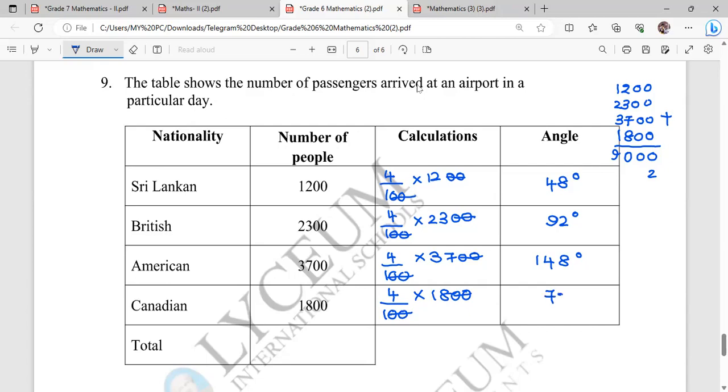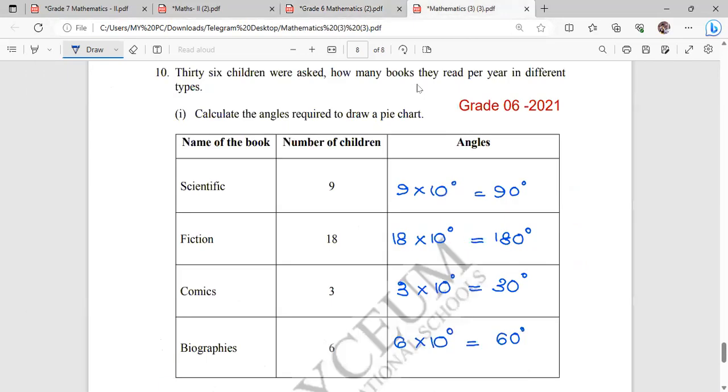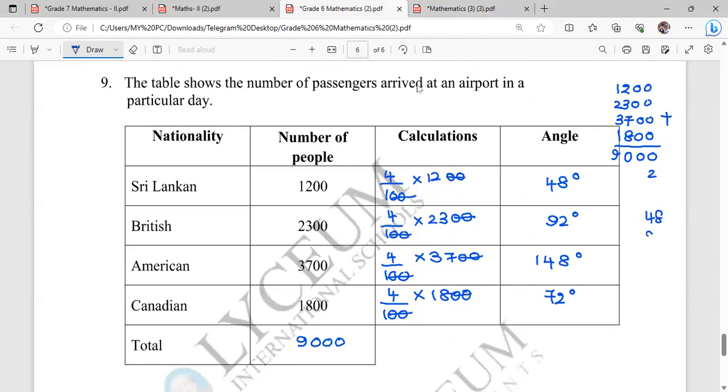It is 72. Children, in the earlier example, earlier question, I forgot to tell you something. Here it is 9,000, right? I wanted to show you that if your calculation is correct, and you add them back, 90, 180, 30 and 60, then the total should be 360, children. If you get that total, then you have relief that, okay, I have done my calculation correct. The same way here I have 48, then 92, 148 and 72. So then when I add them together, it gives me 360. We'll see.